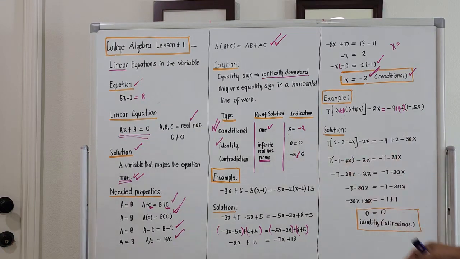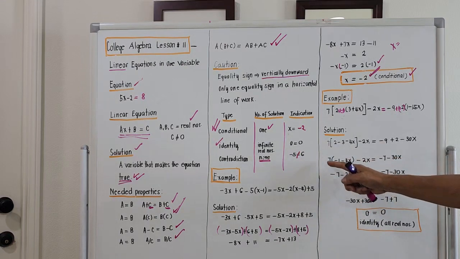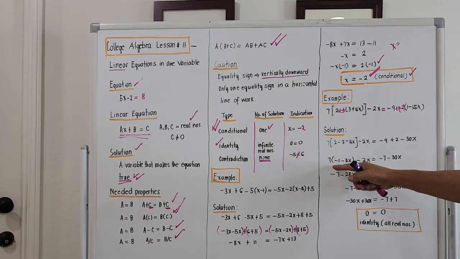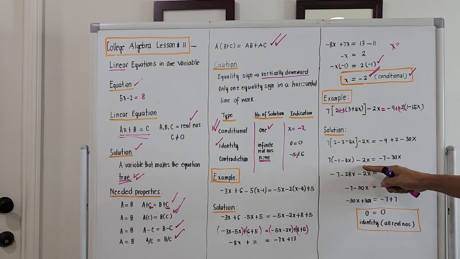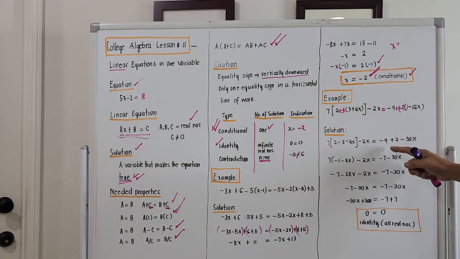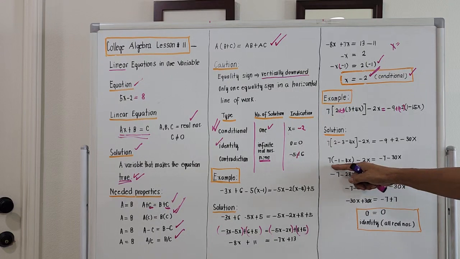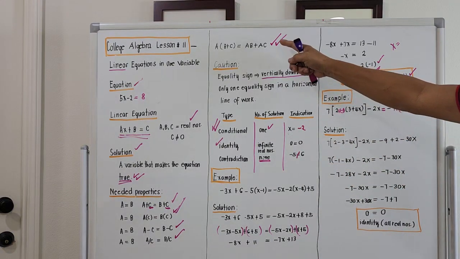For the left-hand side, we must first simplify what is inside the bracket. So 7 times the quantity 2 minus 3 will be negative 1, minus 4x, close quantity, minus 2x, equal to, vertically downward, negative 9 plus 2 will be negative 7, minus 30x. We perform again this operation here. What operation is that one? Again, it is the distributive law.